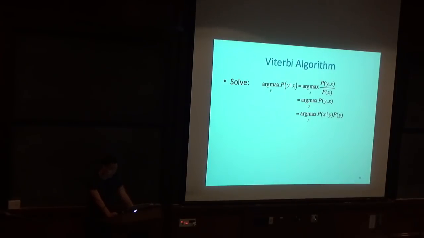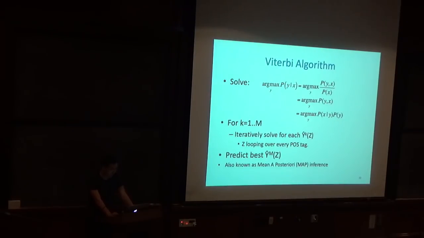Okay, so that's basically a summary of the Viterbi algorithm. For every k from 1 to the end, we iteratively solve for the best length-k prefix solution that ends in every possible output tag. The claim is that to solve this, we only need to look over the prefix solutions that we computed in the previous time step. At the end, we loop over all possible z for length k equals m, the last one, and pick the one that has the highest probability, and we're done.